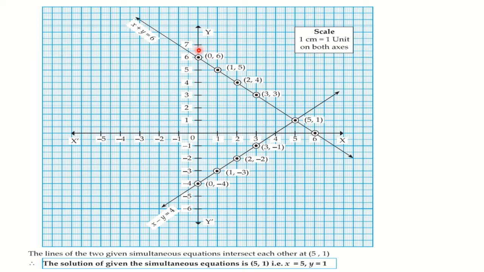You have to extend these two lines till they meet each other or till they intersect each other. And at the point where they intersect here 5 comma 1, that is the solution of the system of the equation or the simultaneous equation. So you have to write down that solution at the end, that two lines intersect each other at 5 comma 1, and therefore x is equal to 5 and y is equal to 1. Okay. So this way you are going to solve the graphical method.